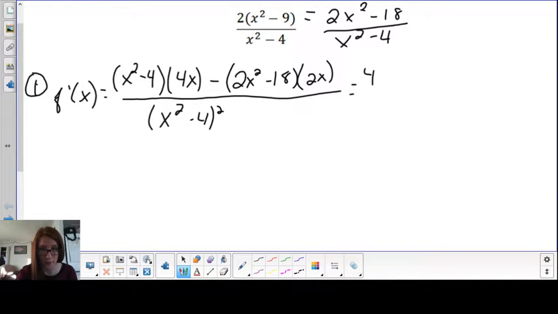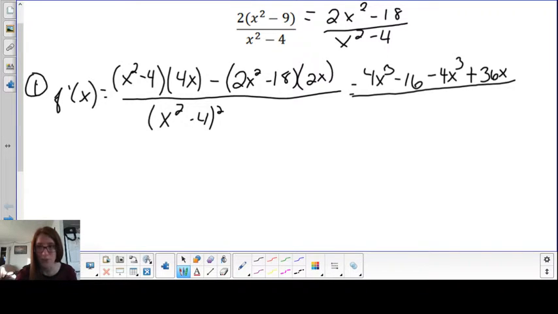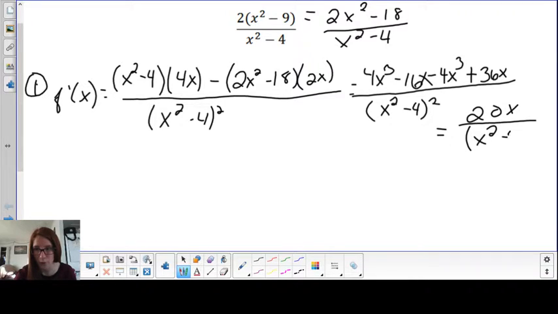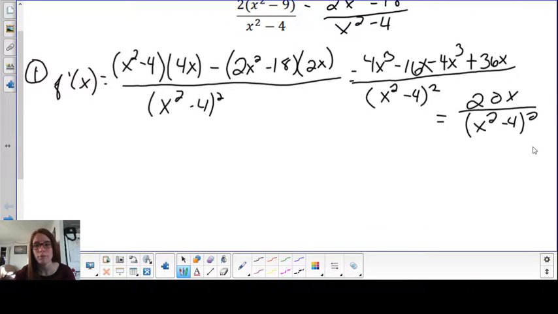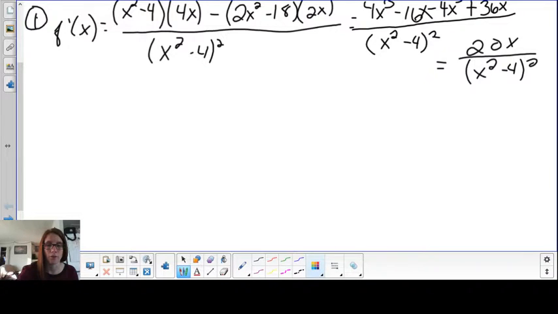Which gives me 4x cubed minus 16x minus 4x cubed plus 36x. Oops, my 16 needs an x, I apologize. Which will simplify finally to 20x over x squared minus 4 quantity squared. First step, take the first derivative and simplify. Second step, take the second derivative.